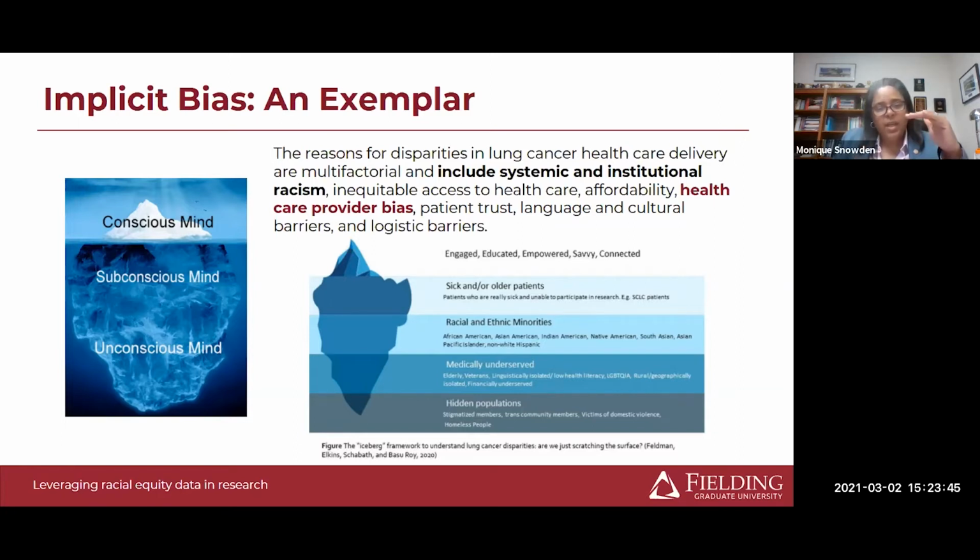So what you see here is a movement from the conscious mind down to the unconscious mind, where in the middle, which is really below the surface of the water, below the conscious mind, you see racial and ethnic minorities. Underneath that, medically underserved, and then hidden populations down at the bottom. So the iceberg, from an implicit bias standpoint of understanding the distinctions between unconscious and conscious, provides a really nice metaphor for you to walk through that.